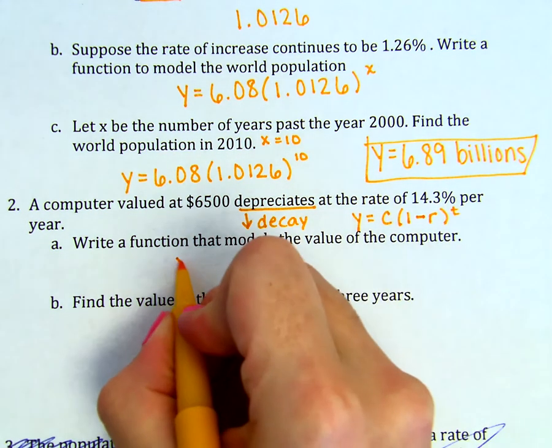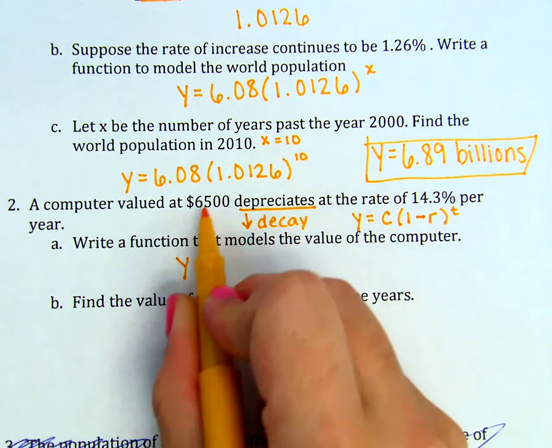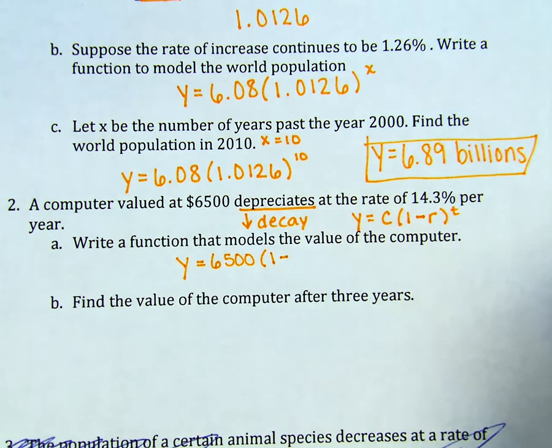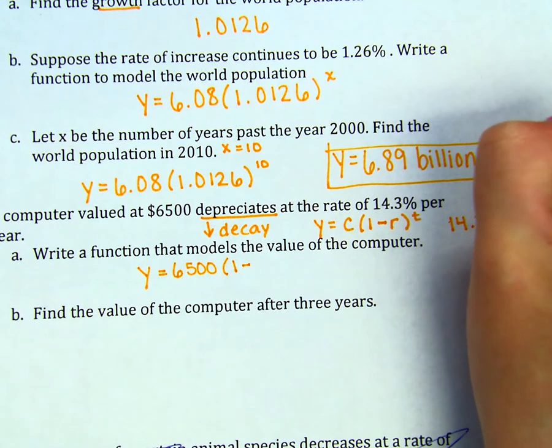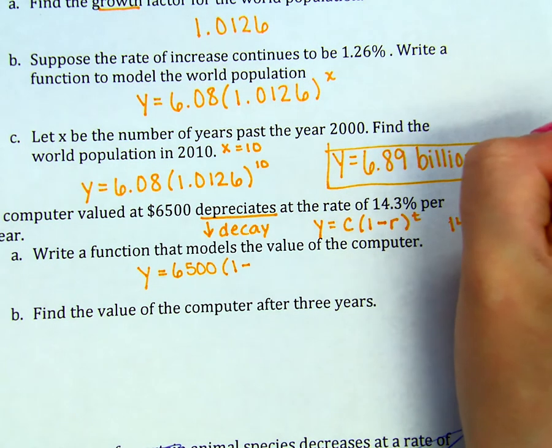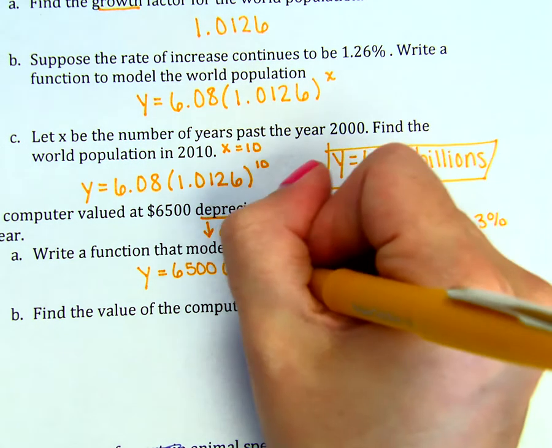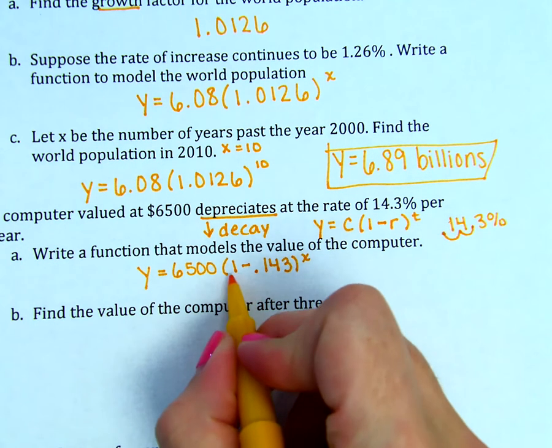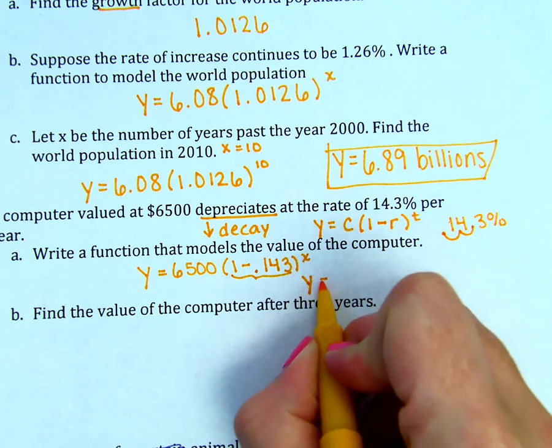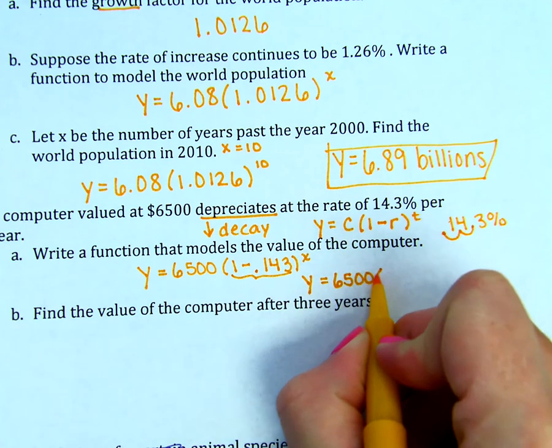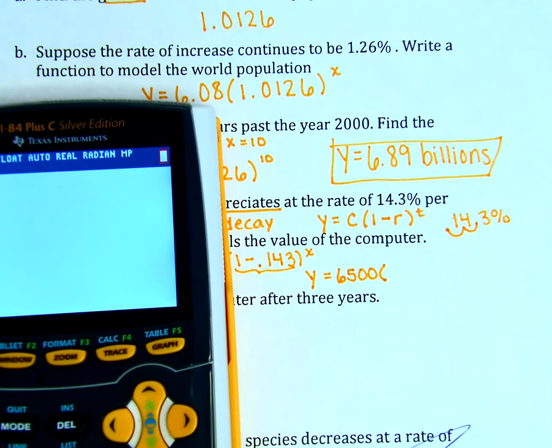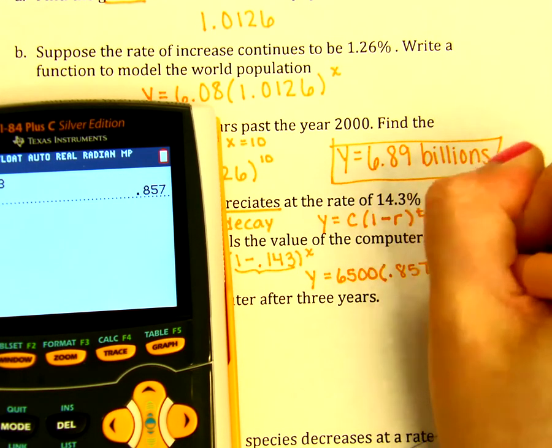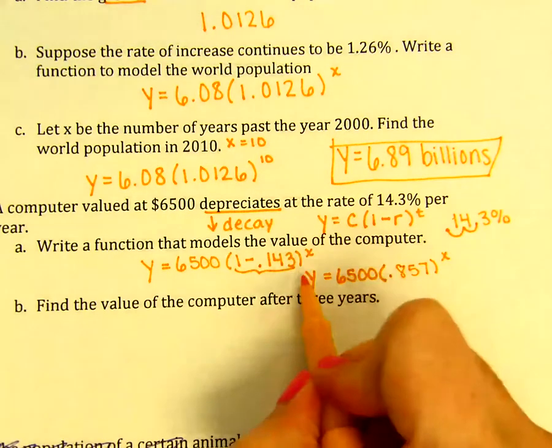So to write a function, y equals, the c value is what we start with, 6,500, (1 minus, our percent is 14.3%. So to turn it into a decimal, we go 2 places to the left, and we get 0.143 to the x power. And we can simplify this parenthesis and say that it's y equals 6500 times 1 minus 0.143 is 0.857 to the x power. So this would be our equation.